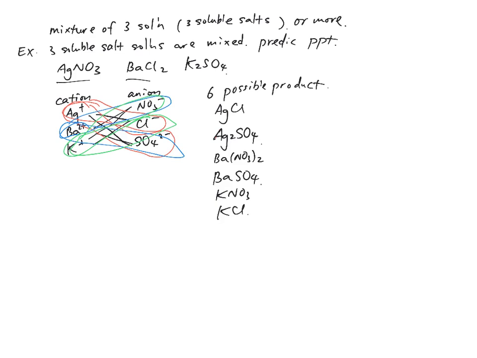Okay, but now it's asking you about predicting precipitate. So of these 6 possible products, which ones are insoluble? Well, let's see. Chloride. 3 ions make chloride insoluble: silver, lead, mercury 1. So that is a precipitate.